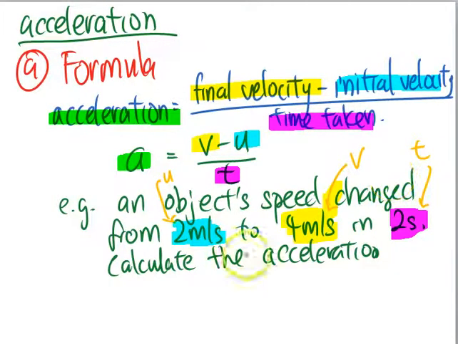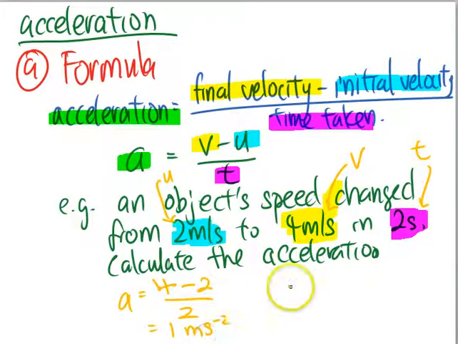So then calculate the acceleration. So a equals to 4 minus 2 divided by 2. What we're going to get is 1 meters per second square. Okay, so take note of the units. Do not ever forget the units. Sometimes they may ask you to calculate speed based on this. Okay, so this is where it gets a bit more complicated. However, don't worry too much about it.